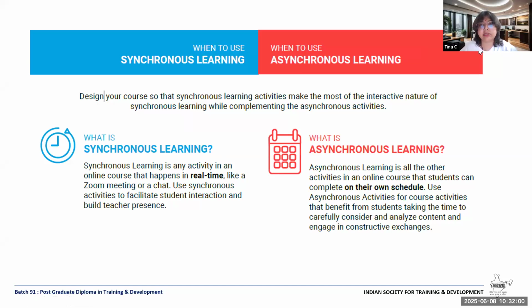When to use synchronous learning and when to use asynchronous learning. So synchronous learning is basically an activity in real time, like rightly mentioned. It happens in real time, like a Zoom or a chat. Using synchronous activities, you get to have student interaction, just like we are doing, and we are also interacting with the trainer. Whereas asynchronous learning means that the learning activities are like an online course that the students can complete on their own. Somebody just gave an example in the beginning of the session.